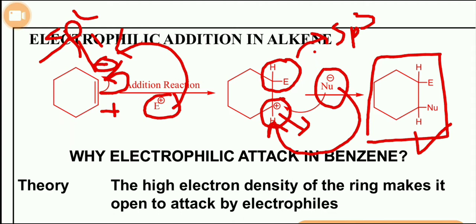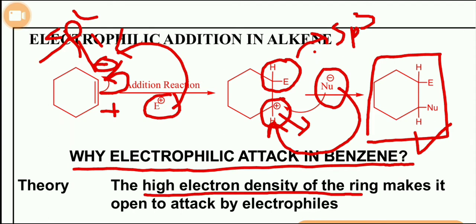Why electrophilic attack in benzene? What is the reason that only electrophilic attacks take place most of the time in benzenes? You will understand the high electron density of the ring. The high electron density of the ring makes it open to attack by electrophiles.